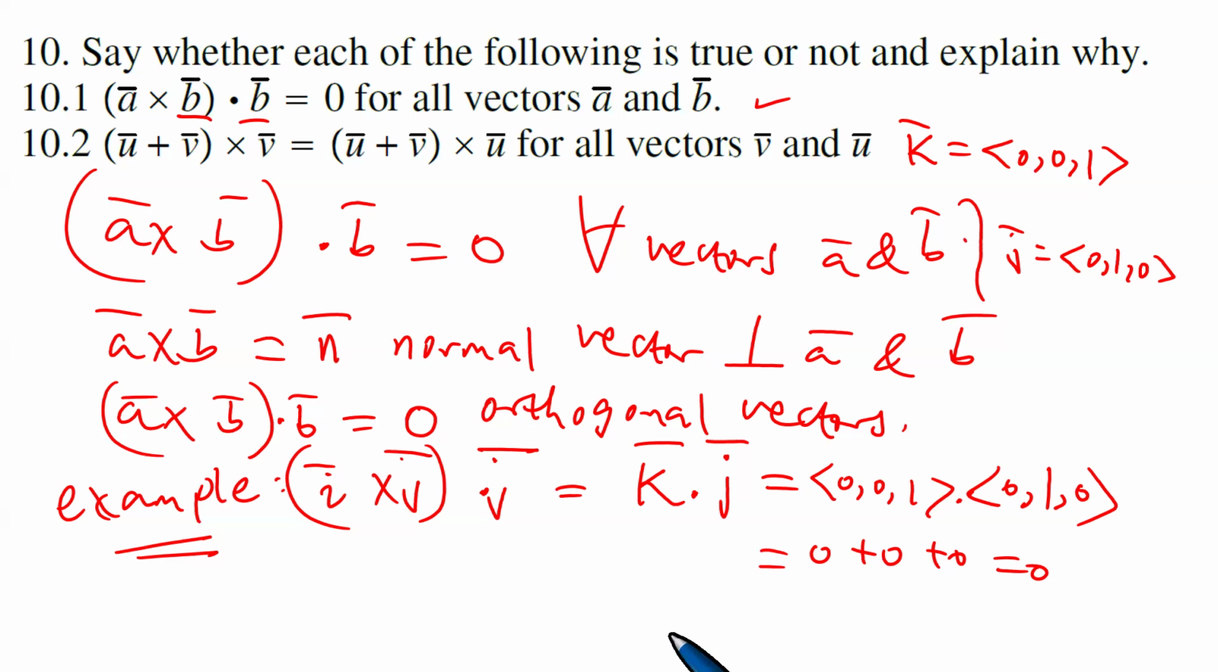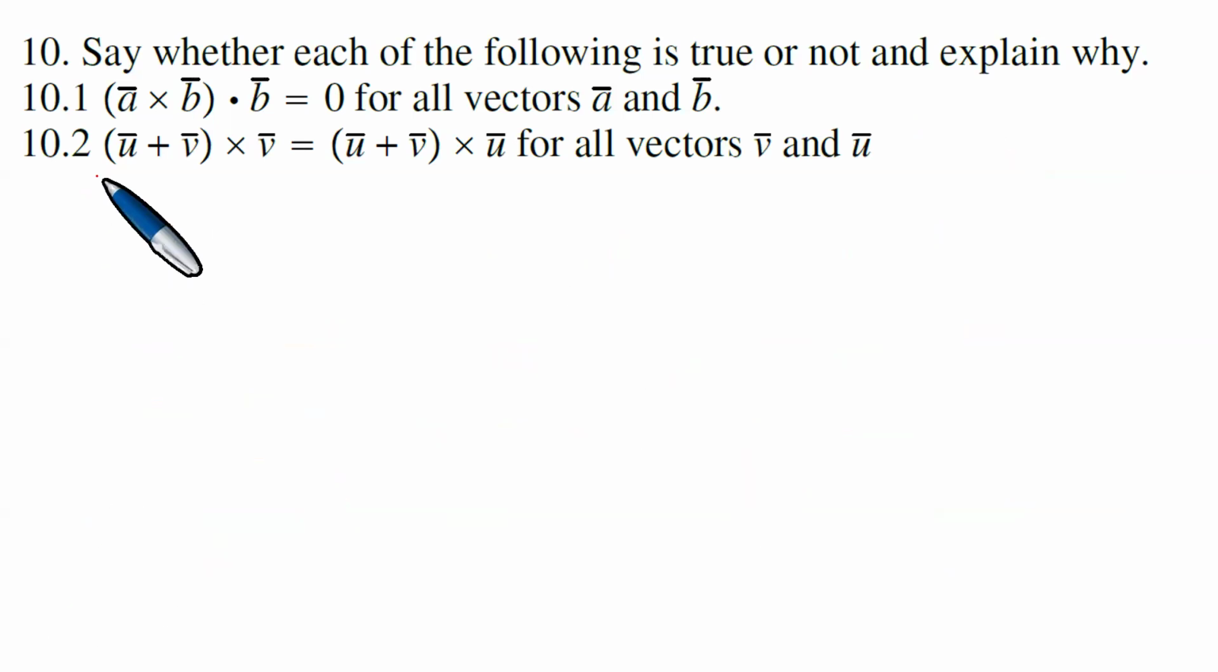So what do you think? 10.2, I hope you're able to see that. We have vector U plus vector V cross vector V. Is it equal to this for all the vectors? True or false? False. Well done. Thank you. So this one is false.